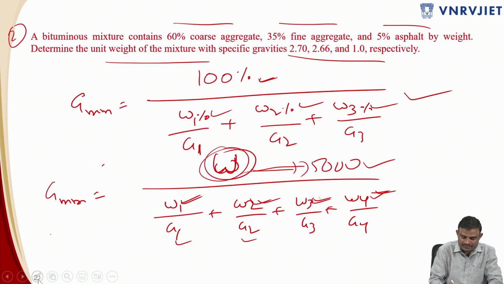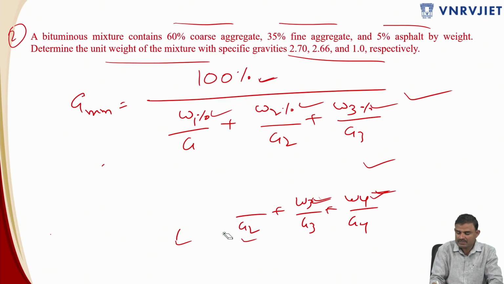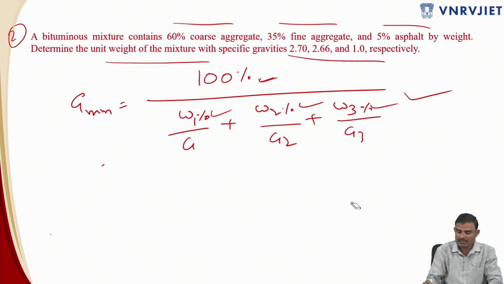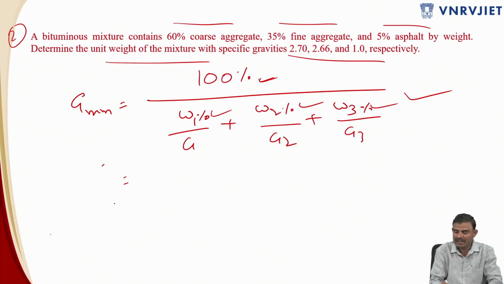So here the problem is given in percentage, so we'll work it out in terms of percentage itself. Here I have been given three proportions. One is coarse aggregate, the next one is fine aggregate, and the next one is bitumen. So first you check whether all of them put together become 100% or not. So for example, it is 60 plus 35 is 95, plus 5 is 100%.